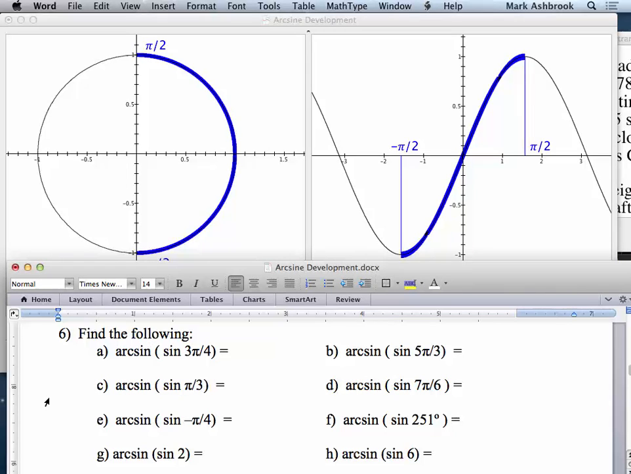So what's going on with these problems? Are these good problems?